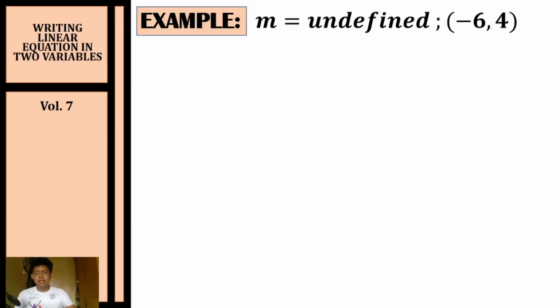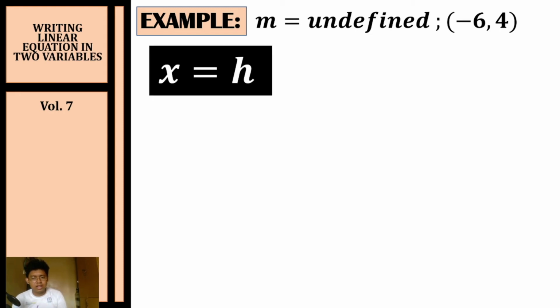Alright. Okay, let's have another example. We're going to write the equation of the line that has an undefined slope and passes through -6, 4. In this case, since we're given an undefined slope, we will use the vertical form. So x is equal to h. Now let's get our h. It is just the x-coordinate of our given point, so it is -6. Replacing h by -6, our equation of the line is x is equal to -6.